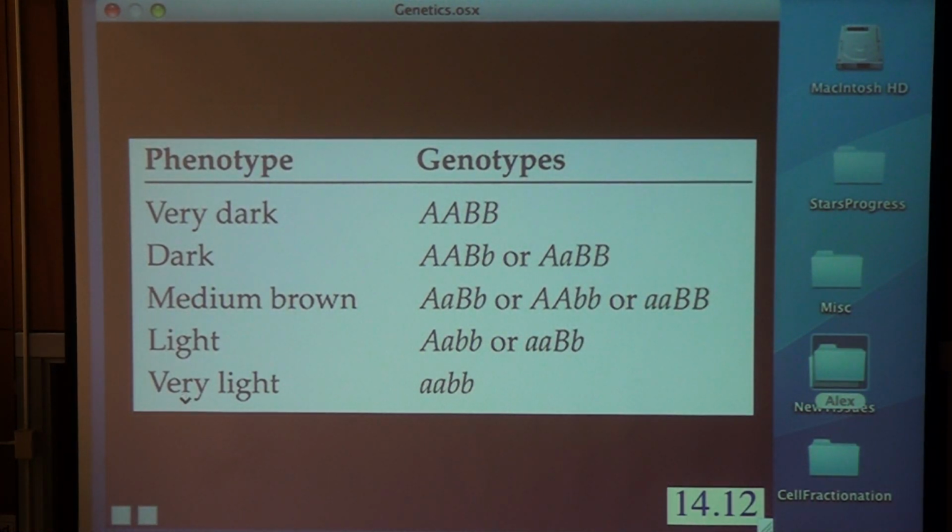So when you see this type of thing, and it's a continuous variation with incompletely dominant traits, it just comes down to how many of the dominant alleles you have. It doesn't matter if you got them in the A gene or the B gene.